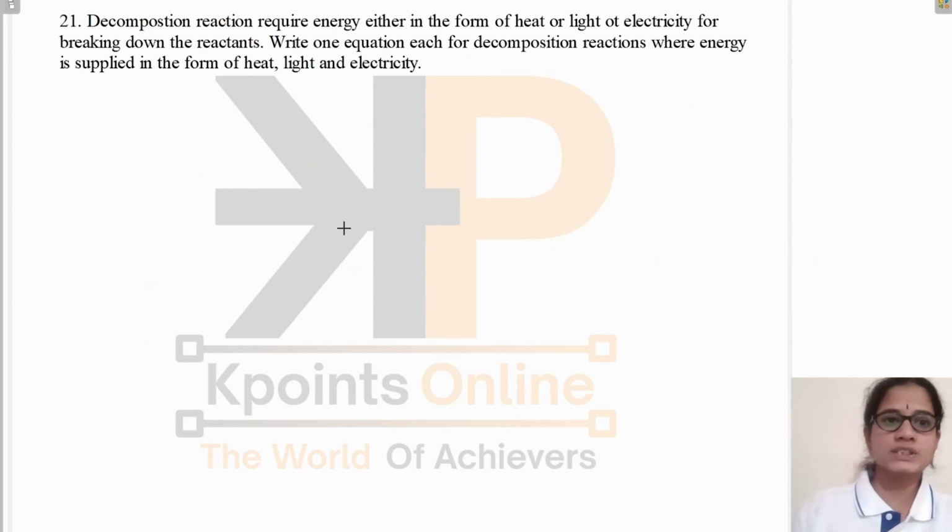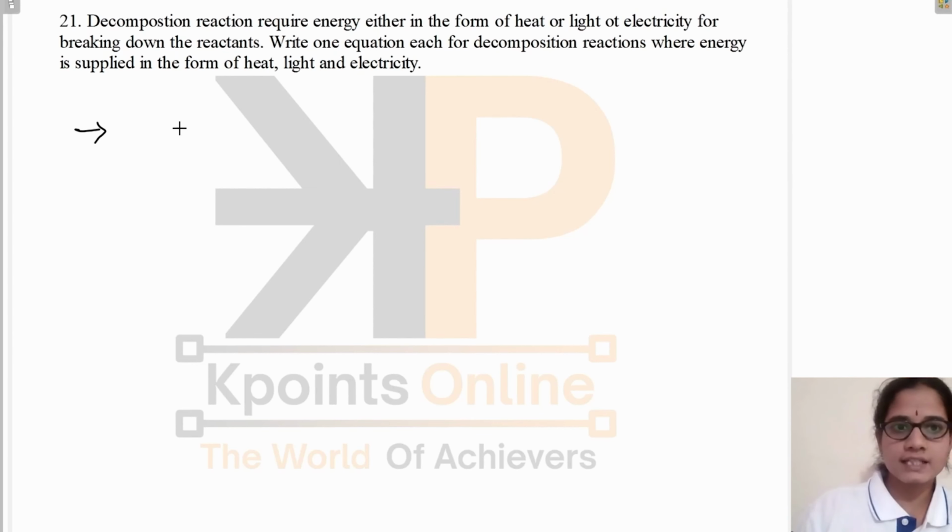Okay, next the question is, decomposition reactions require energy either in the form of heat, light or electricity for breaking down the reactants. Write one equation each for decomposition reactions where energy is supplied in the form of heat, light and electricity. Let's see, it is a straightforward question. We have to write one equation each for thermal decomposition, electrolytic decomposition and photolytic decomposition. Okay, let us write the answer.